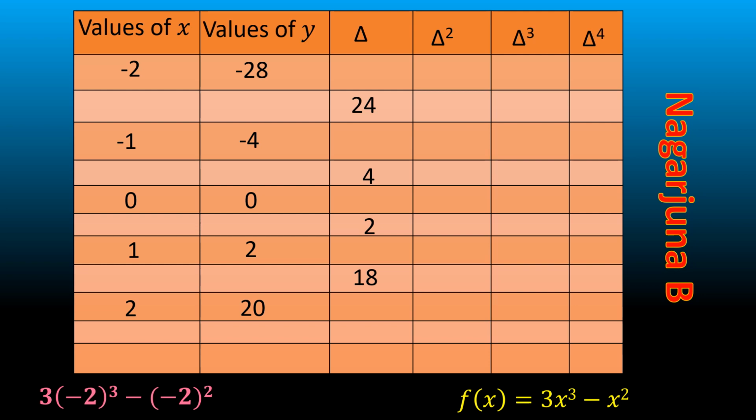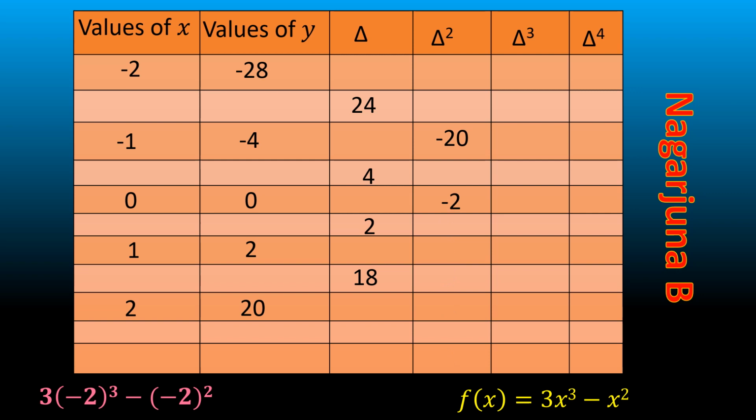The next, we need to calculate delta square. So delta square will be 4 minus 24. 4 minus 24 will be minus 20, and it should be written in between the values of the delta row in the delta square column. Like this, 4 minus 24 will be equal to minus 20. The next, 2 minus 4. 2 minus 4 will be minus 2.